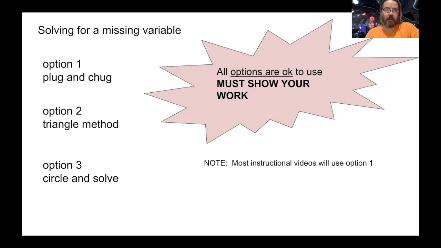So we have option one, plug and chug. We have option two, which is the triangle method, and option three, which is circle and solve. So all of these options are valid options for solving a problem. The key is no matter which one you use, you must show your steps.